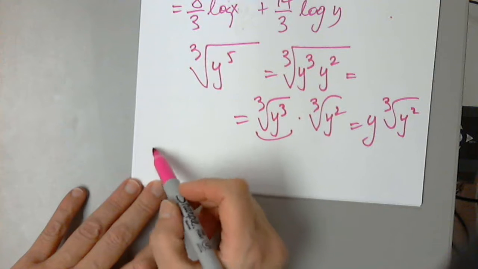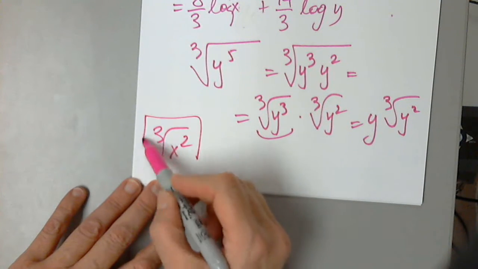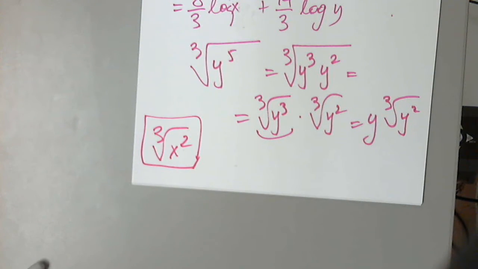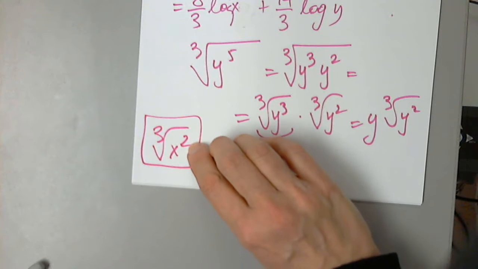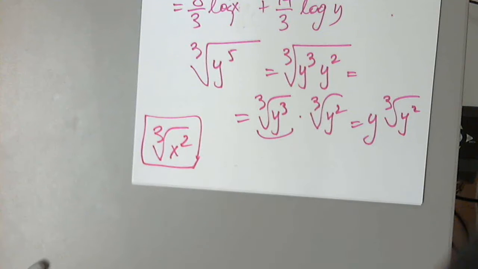So on the previous one, we had the cube root of x squared. It's carved in stone. I can't do anything to it, because the index is bigger than the power. Or if you want, the power is smaller than the index. Yes, Arthur, you wanted to say something? Anyone else? Okay.